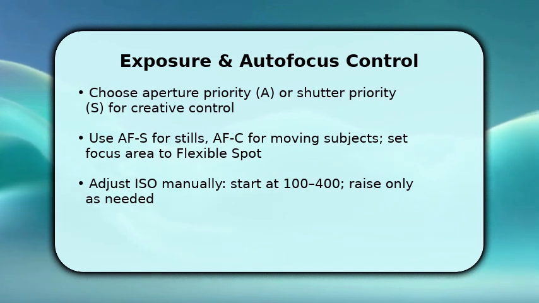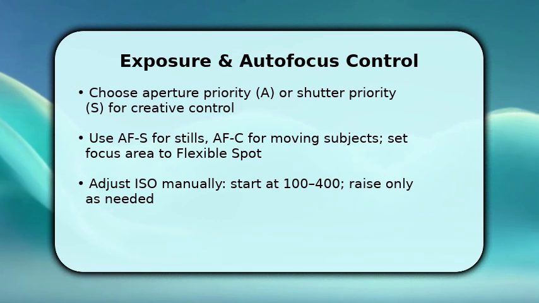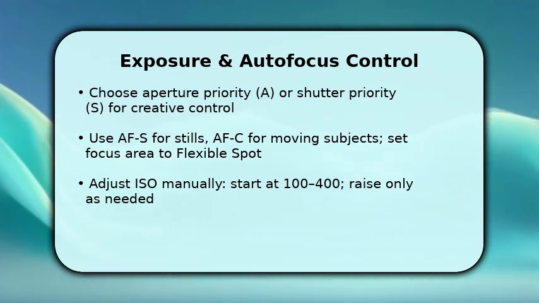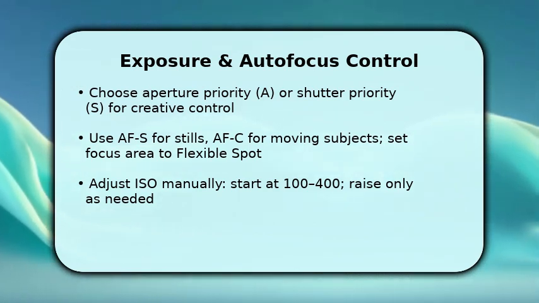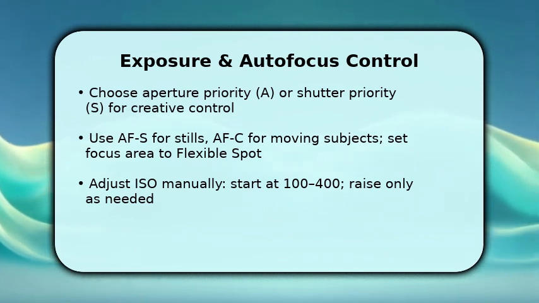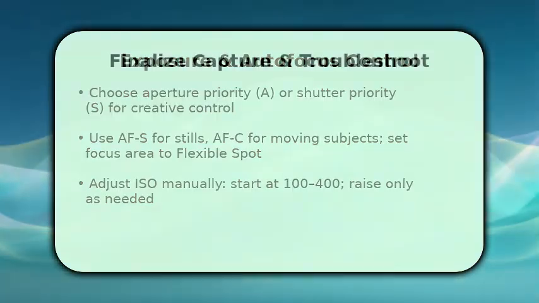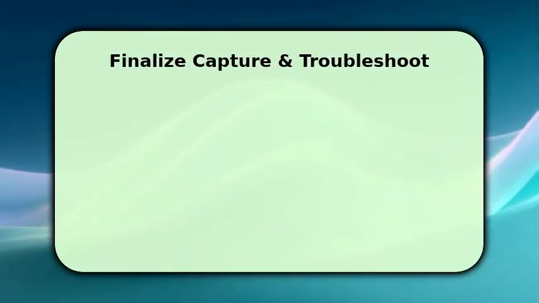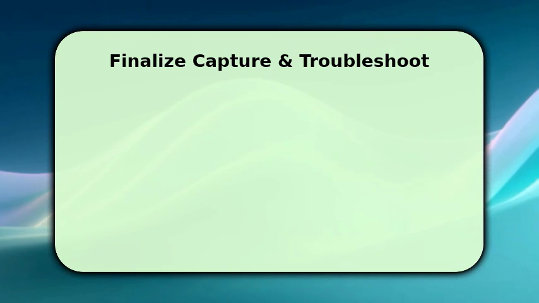Once the framing and focus are locked, set ISO manually. Start at 100 to 400, and raise it only when shutter speed or aperture limits demand it, to limit noise. Finish each session by reviewing images carefully at 100% to confirm focus and check highlight clipping. Use zebras or histogram when available.